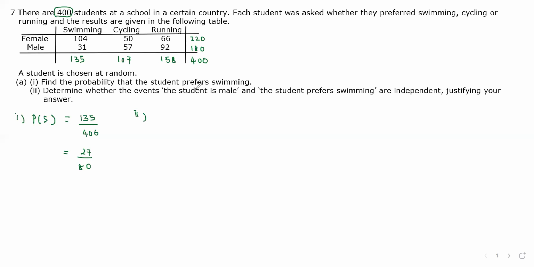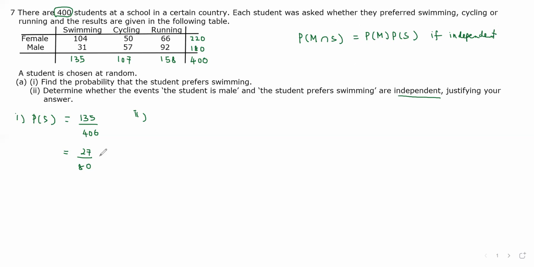Part 2, determine whether the events, the student is male and the student prefers swimming, are independent. If two events are independent, the probability of male and swimming should be the probability of male times the probability of swimming. So if independent, we always have this. What we want to check is whether this is true.